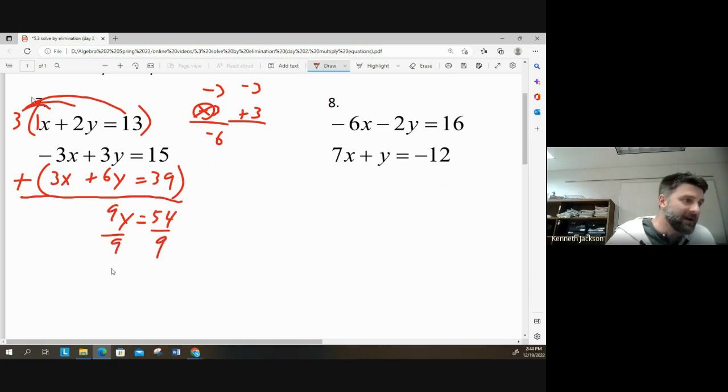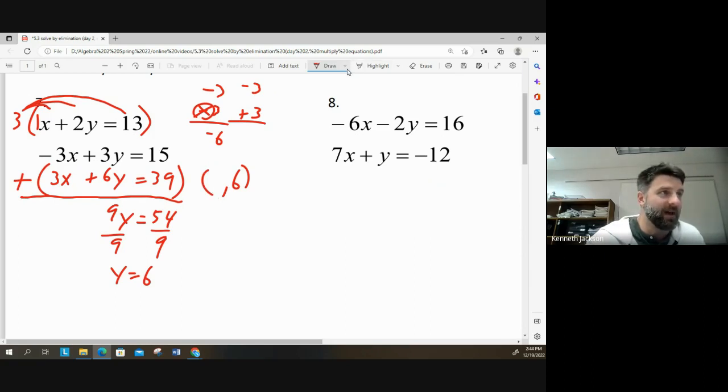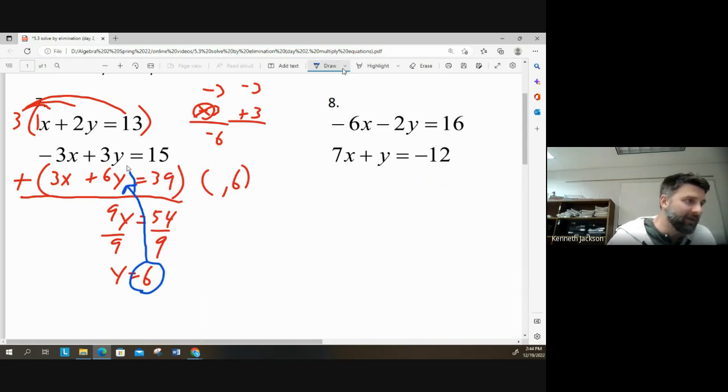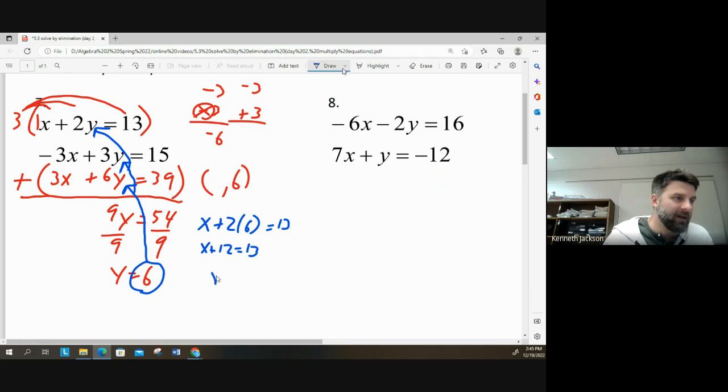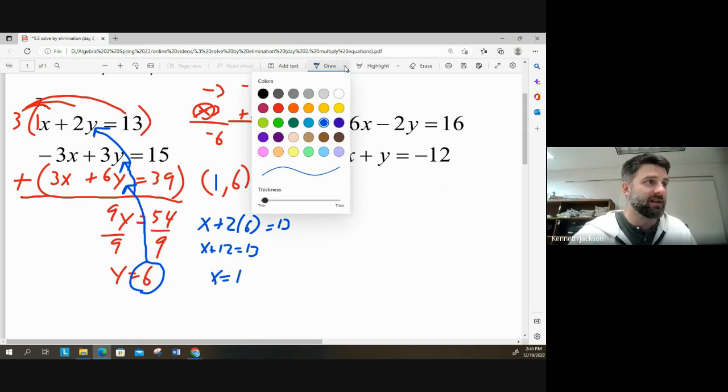Now, to get rid of a times 9, I can divide. That's y equals 6. That's only half the answer. My answer is an ordered pair, x comma y. So now to find the x value, I take the 6 that I just solved for and do some substitution. It doesn't matter which equation you pick. I'm going to pick the easiest one, which would be the top. X plus 2 times 6 equal 13. X plus 12 equal 13. X equal 1. 1 comma 6 is the ordered pair where those two lines cross.